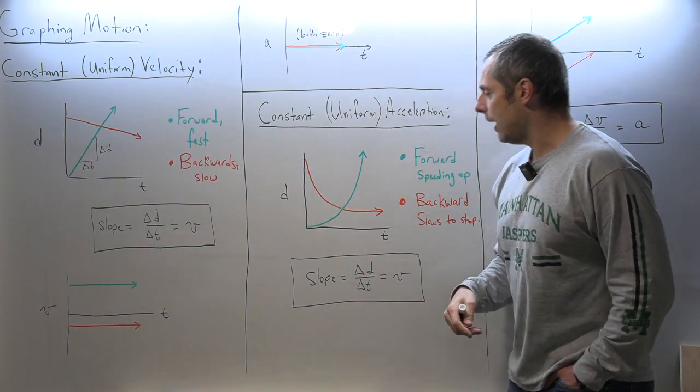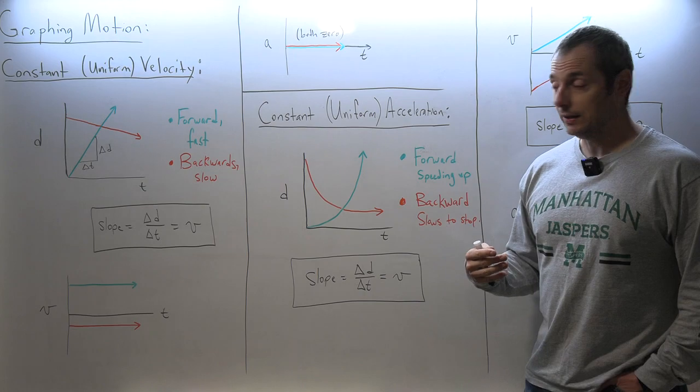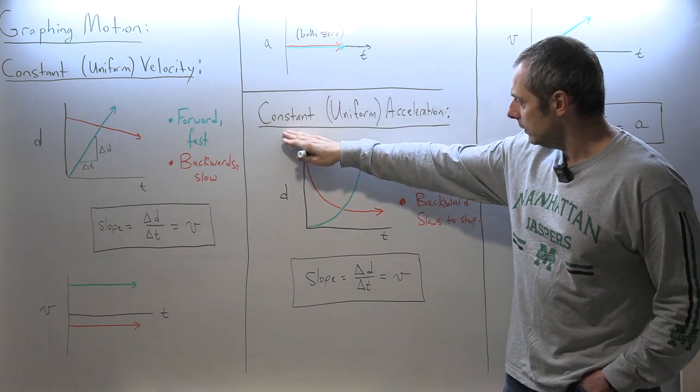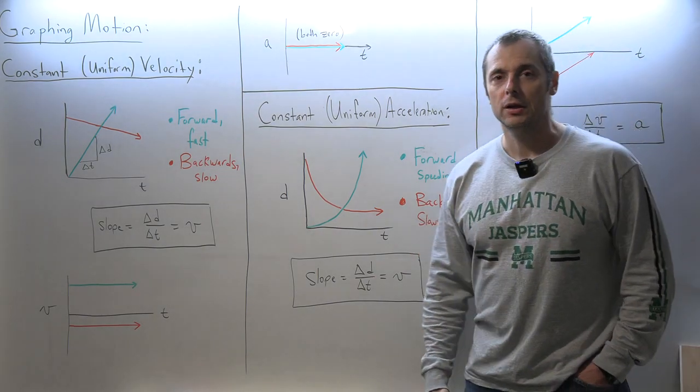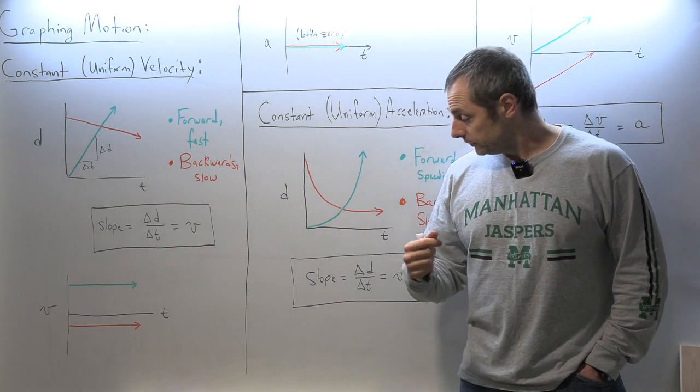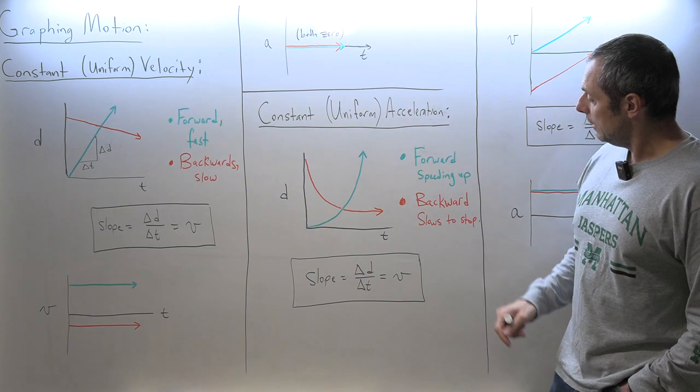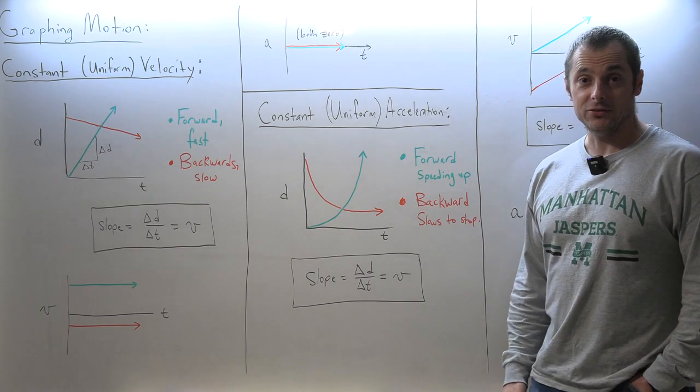Now let's look at the graphs for something that's accelerating. First of all, I want to point out that the Regents will say constant or uniform acceleration. Actually, I'm getting a little ahead of myself. Let me pause and let you copy these notes down.